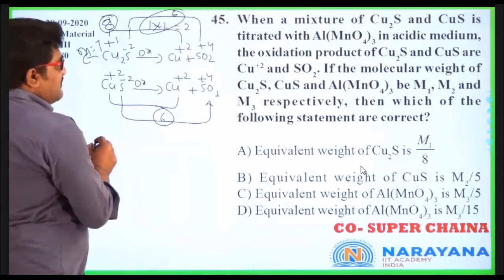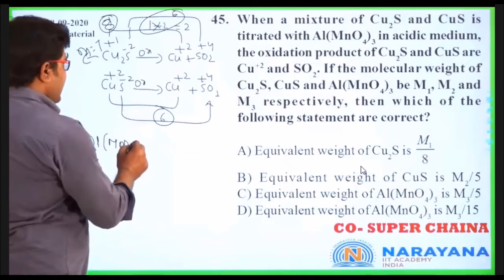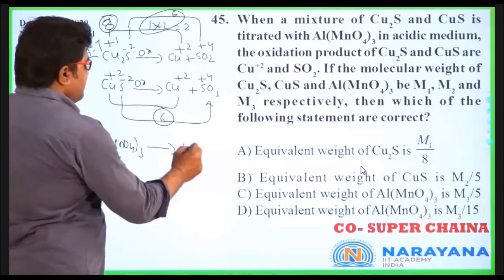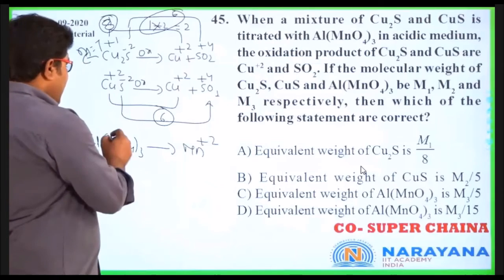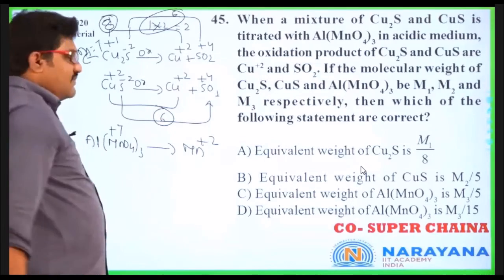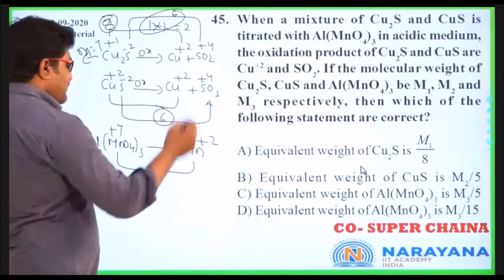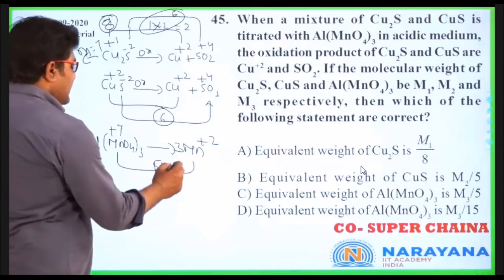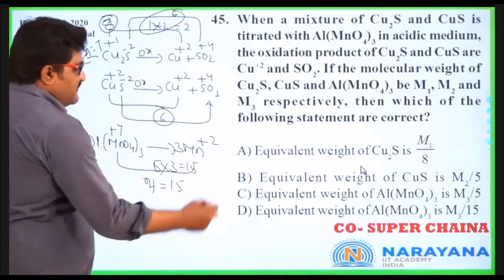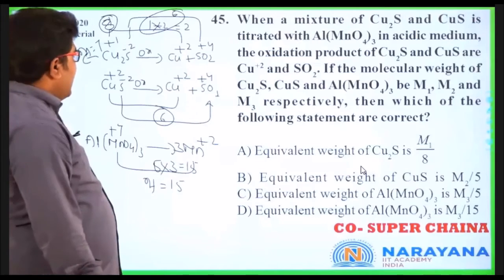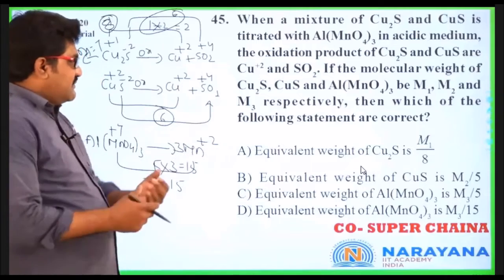So in aluminium permanganate, Al(MnO4)3, in acidic medium that definitely converts to Mn2+. Here 3 manganese ions are there, each one changes by 5, so totally the change is 15 units. So N factor for that is equal to 15. Based on that, I am going to check whether the given statements are right or wrong.